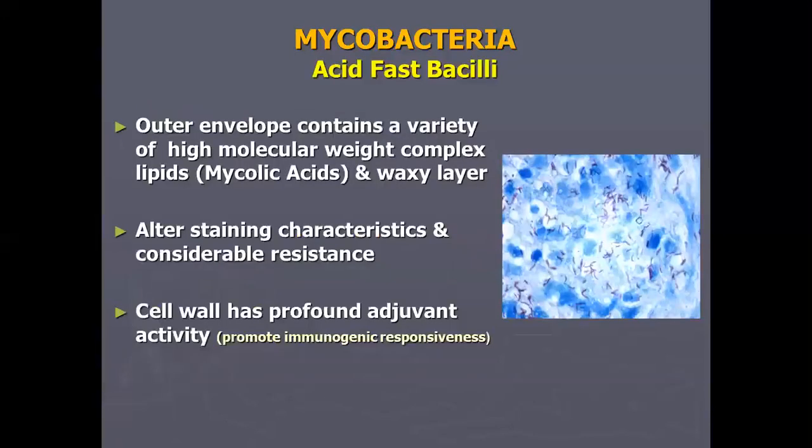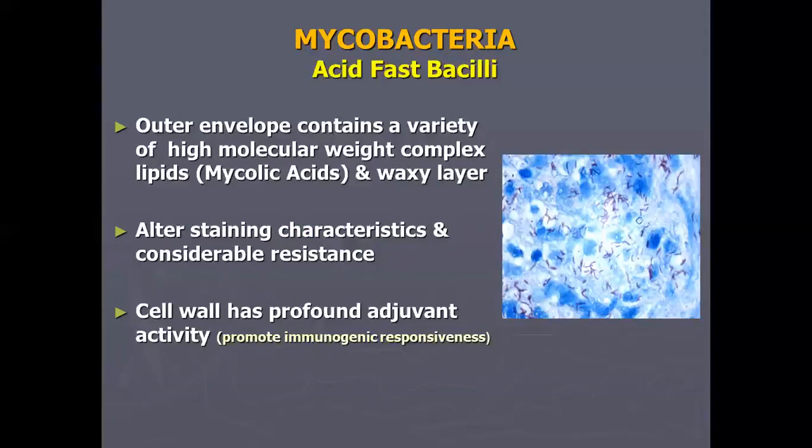Now, Mycobacterium tuberculosis is what we call acid-fast bacilli. The outer envelope contains a variety of high molecular weight complex lipids. This is very characteristic. The high content of mycolic acid and waxy material is present in the envelope of the mycobacteria, and it has a great role to play in the pathogenesis of this infection. Because of the change in the cell wall components, we have to go for an alternate staining method. And this cell wall is considered to be highly resistant. The cell wall has a profound adjuvant activity.